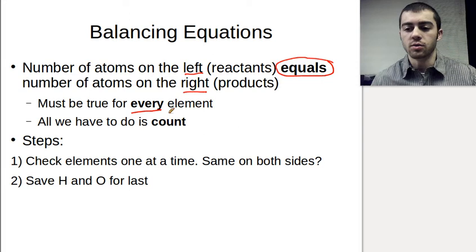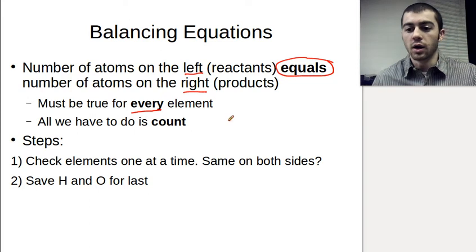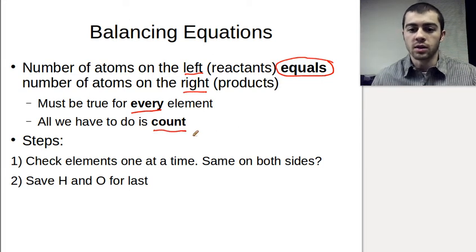So assuming that we have a reaction that has, let's say, hydrogen and oxygen, that means we need to count up all the hydrogen atoms on the left side and make sure that the number of hydrogen atoms on the right side is equal. And the same thing with the oxygen atoms. We'll need to count those up on the reactant side, the left side, and make sure that the product side, the right side, is the same. So really all we're going to do here is count the number of atoms, and it's really that simple.